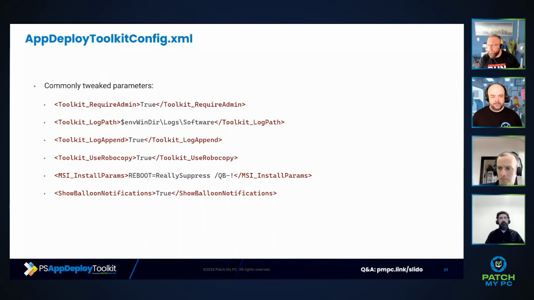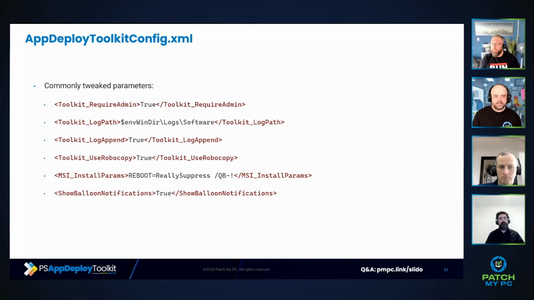The toolkit log path, by default, it will be C:\Windows\Logs\Software. I've seen people change that to the Intune logs folder in the past, so it makes it easy to grab the logs through the Intune portal. Or you might have another location where you want to put those.